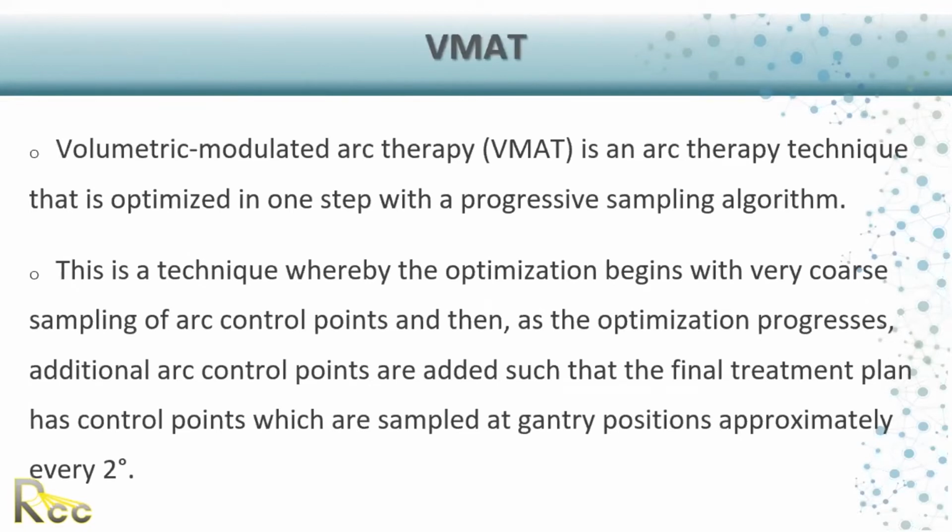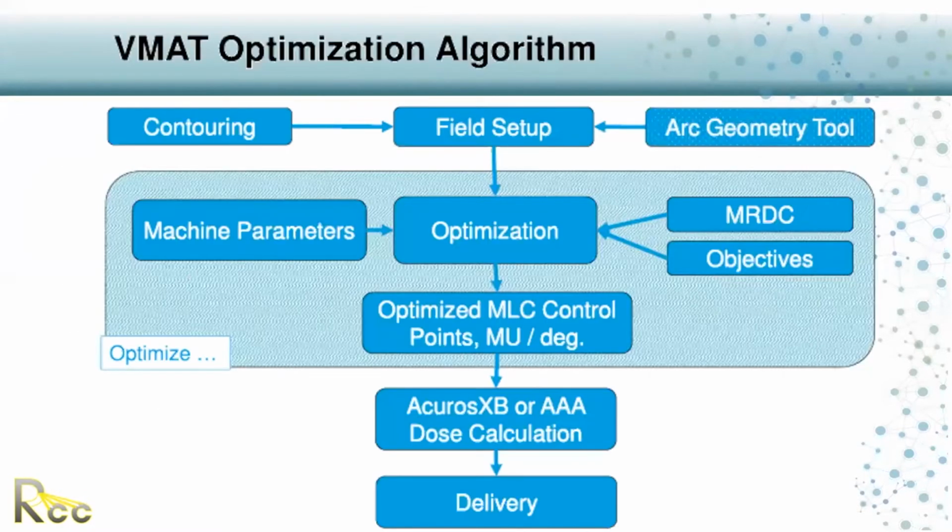So this is an introduction to VMAT. Most of you know this. This is a technique whereby the optimization begins with very coarse sampling of control points. Then, as the optimization progresses, additional control points are added, such that the final treatment plan has control points sampled at gantry positions approximately every 2 degrees.